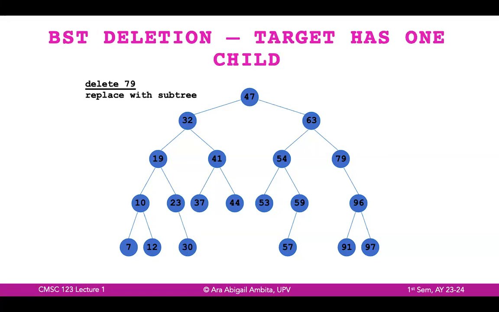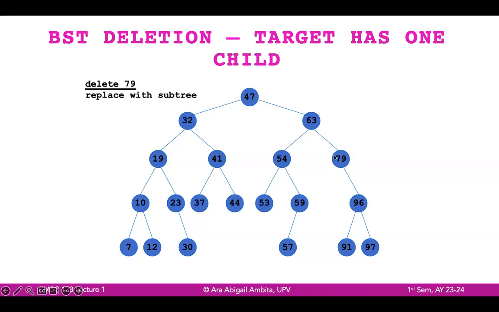All right. Now, another case of deletion is, what if the target or the key that we want to delete has one child? So for example, we want to delete 79. Where is 79? 79 is here. Okay, and as you can see, it has one child, which is 96. So what are we going to do here? We are going to replace it with its subtree. And 79 has this subtree rooted at 96. So we are going to replace it with that subtree.